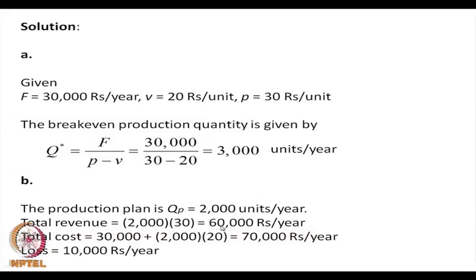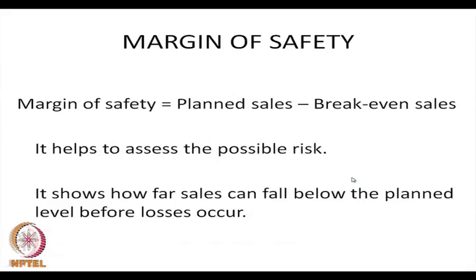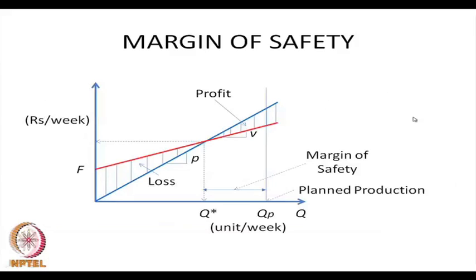Now, you can see from here that the knowledge of break even point is useful in planning the production. Now, this gives rise to a concept of margin of safety. Planned sales minus the break even sales is called the margin of safety. It helps to assess the possible risk. It shows how far sales can fall below the planned level before losses can occur. This is illustrated with the help of this diagram.